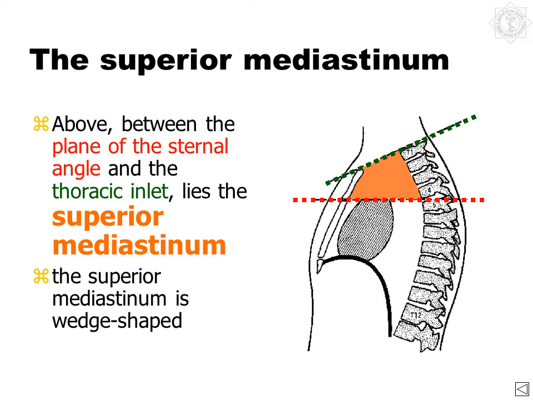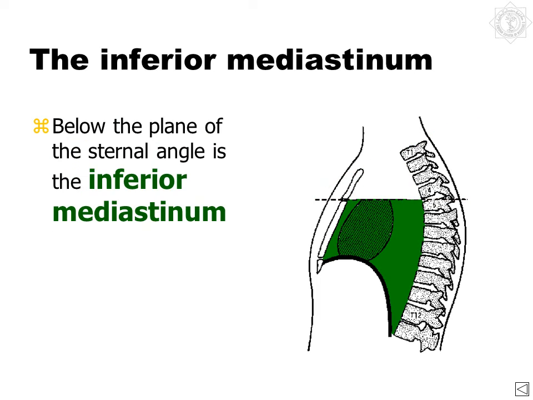The superior mediastinum extends from the thoracic inlet to the sternal angle. It is the orange color, a wedge-shaped region. The green line here in this figure shows you the inferior mediastinum. The inferior mediastinum can be subdivided into three parts.